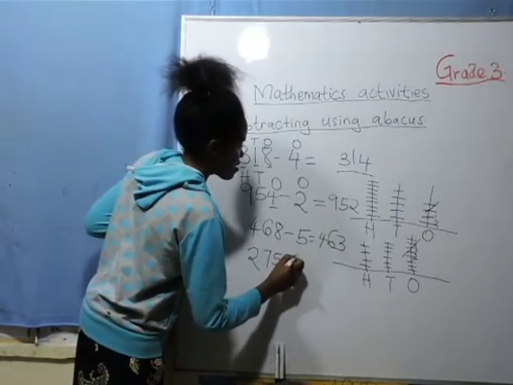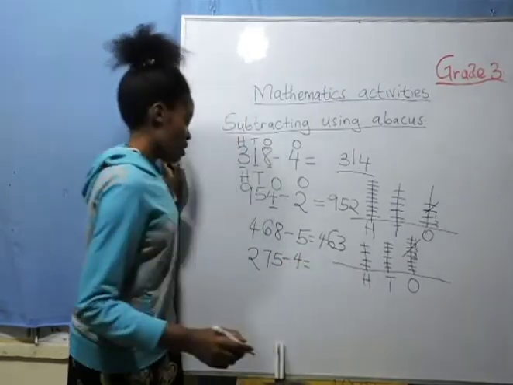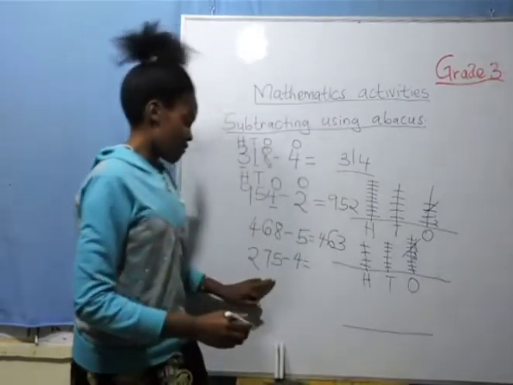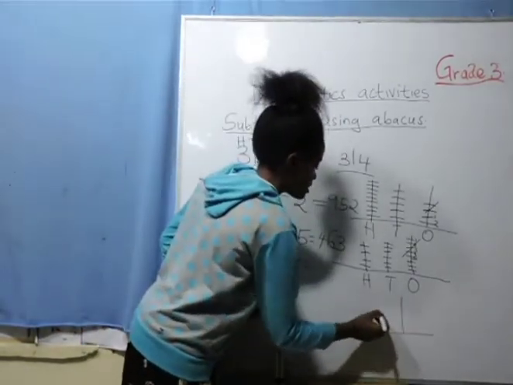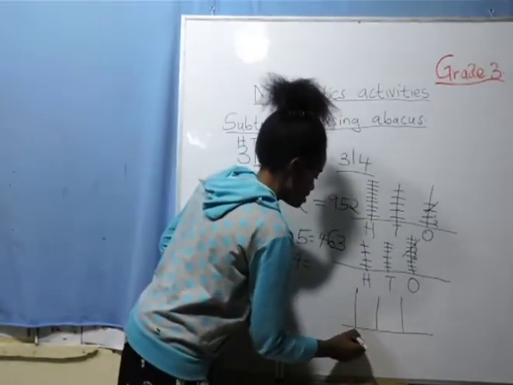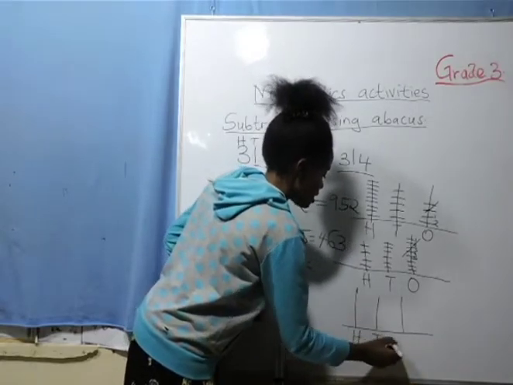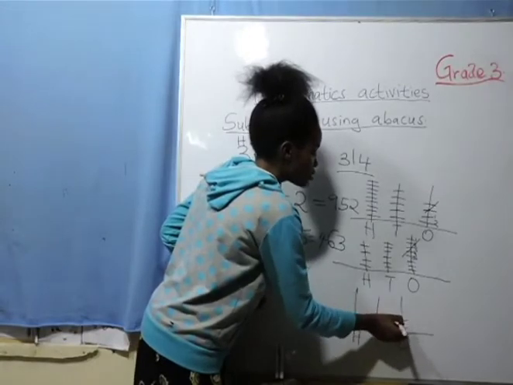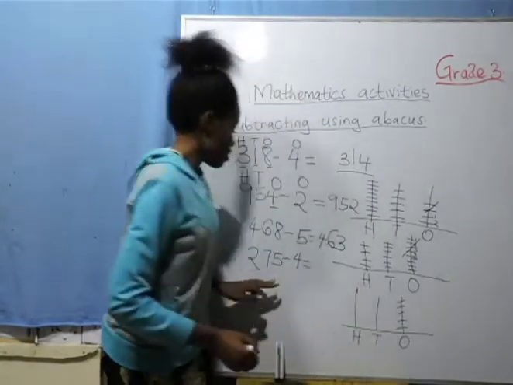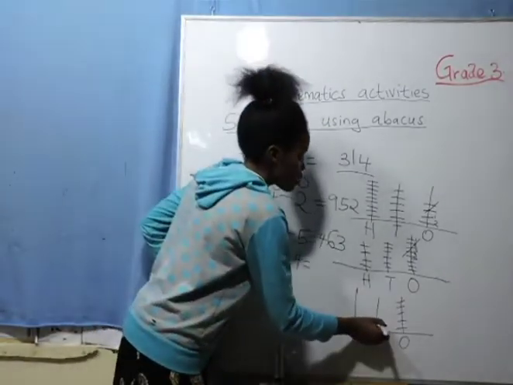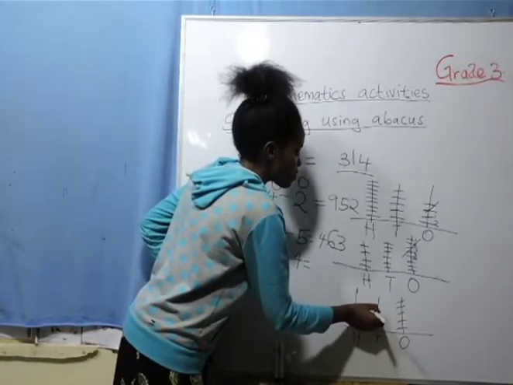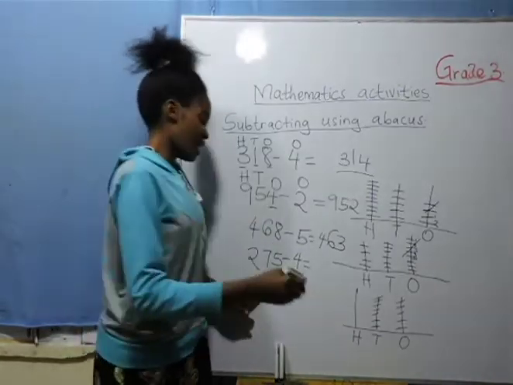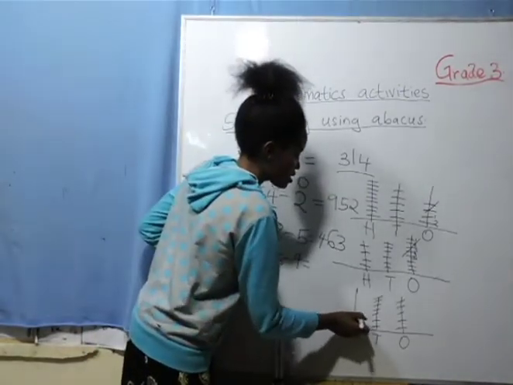Our last example is 275. Take away 4. Now let's draw the abacus. We have ones, tens, and hundreds. This is hundreds, tens, and ones. We have 5 in ones. 1, 2, 3, 4, 5. We have 7 in tens. 1, 2, 3, 4, 5, 6, 7. And we have 2 in hundreds. Good. We have 2, 7, 5.